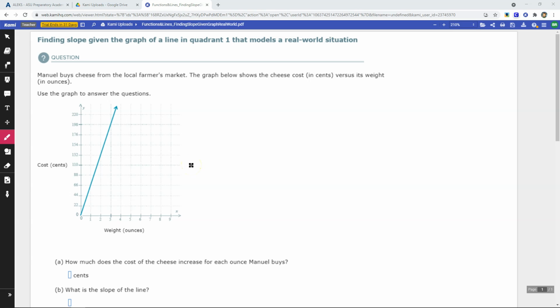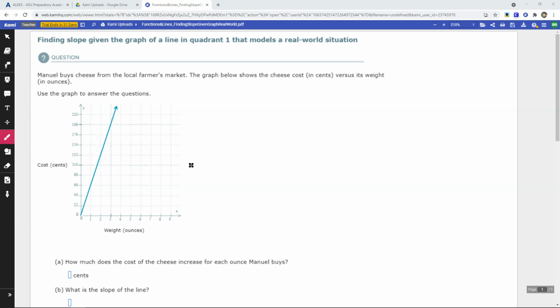Finding the slope given the graph of a line in quadrant 1 that models a real-world situation. This is in the Functions and Lines pie slice for Alex in Algebra 1. The question says, Manuel buys cheese from the local farmer's market. The graph below shows the cheese cost in cents versus its weight in ounces. Use the graph to answer the questions.